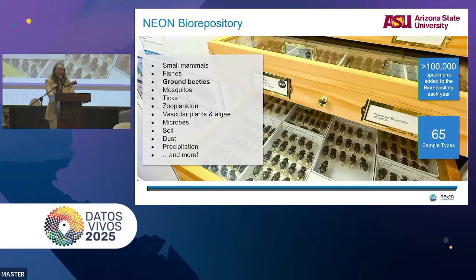Most specimens and samples collected in the field are sent to the NEON Biorepository, which is physically located in Tempe, Arizona, at Arizona State University. We accession over 100,000 specimens per year across 65 different sample types. So here's a list of some of the things that we accession from the NEON project, but this talk is specifically talking about the ground beetles.